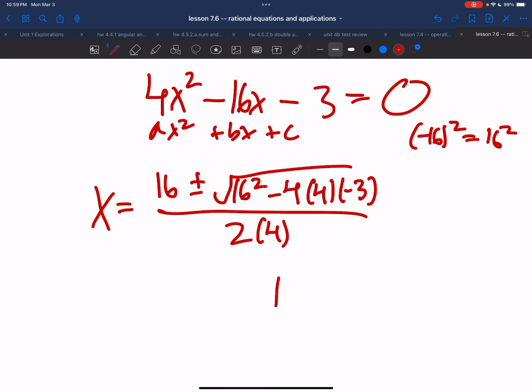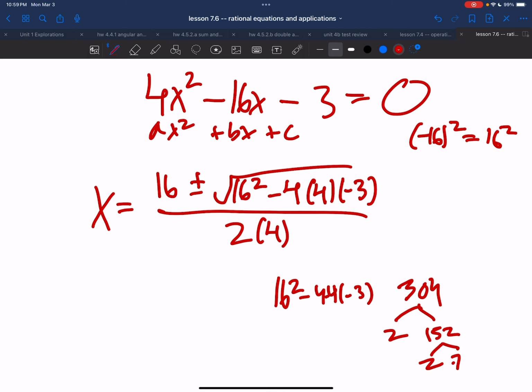So look, you can type 16 squared minus 4 times 4 times negative 3 in a calculator and get 304. And then you can do a little tree with 304, and you can keep on going like this. And that'll work out, okay? You can do that. I'm going to do it a different way.